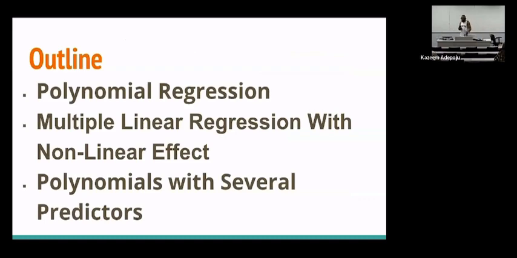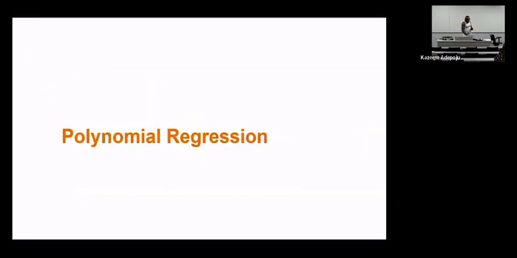Yesterday when we were talking about the F test and the partial F test, one of the complicated models we worked on was the one with the interaction. Then I'm also going to walk you through polynomials with several predictors. Let's get started. Let's look at polynomial regression.